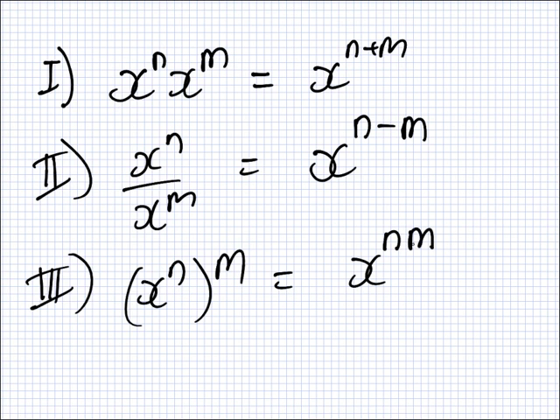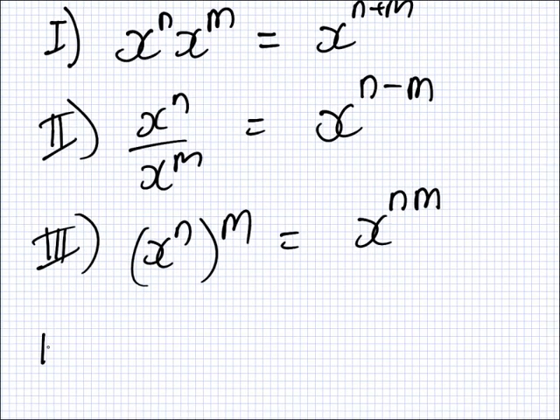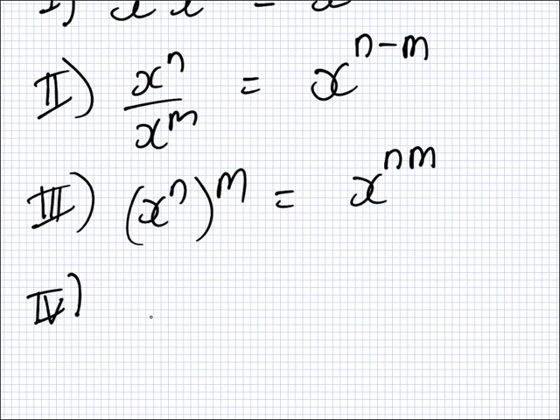Vicky, the next one. The word is multiply: x^n raised to the power m equals x^(n times m). Yes, okay. Right, Jafet.